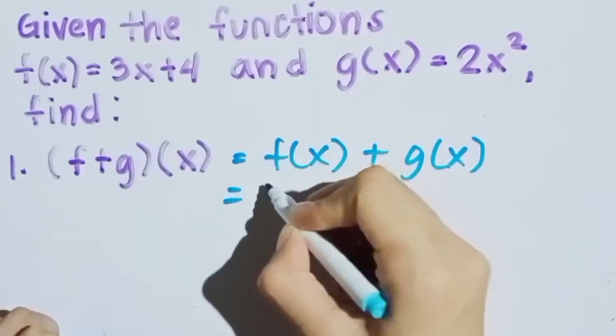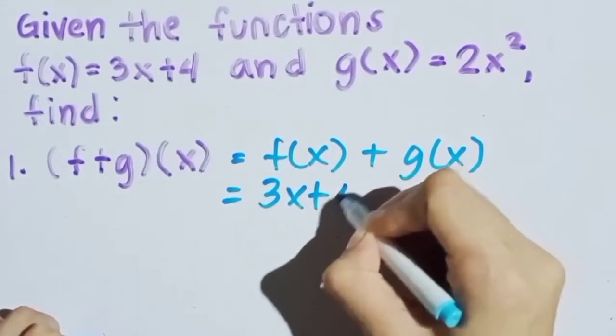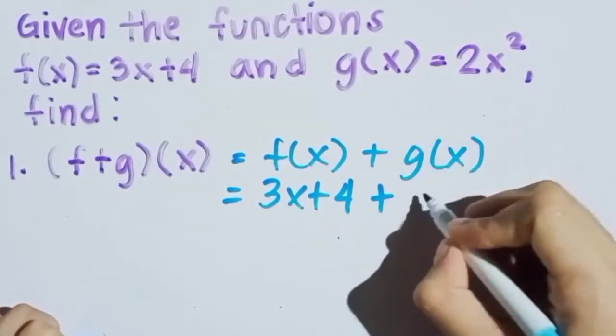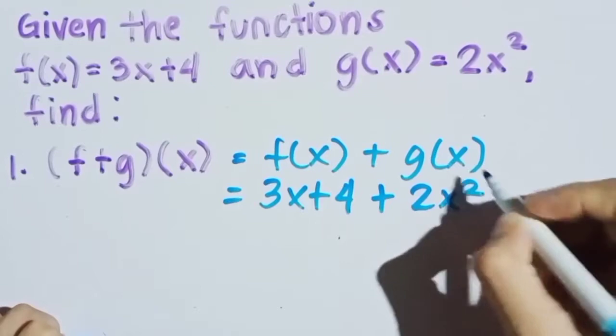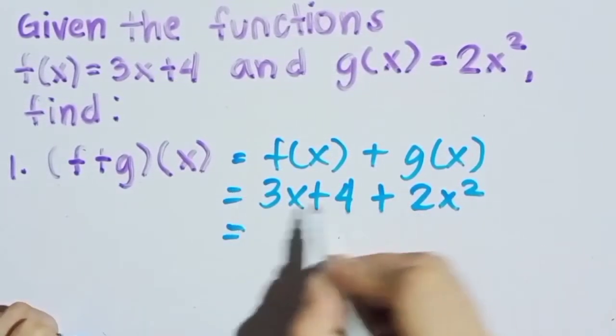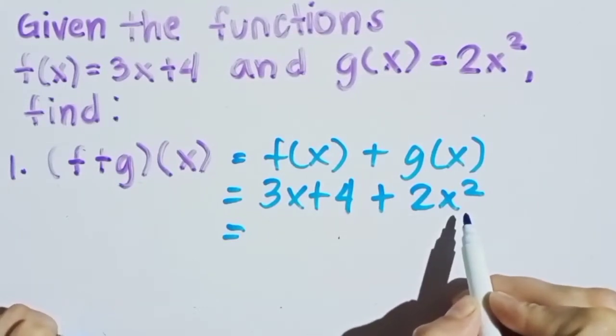So, ito, 3x plus 4 plus yung ating g of x. So, ito, 2x squared. Next, combine like terms. Tingnan natin if meron bang magkapares na term dito. So, dito ay walang magkapares na term.